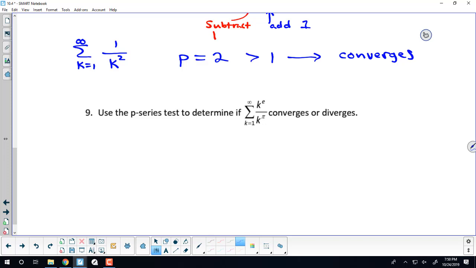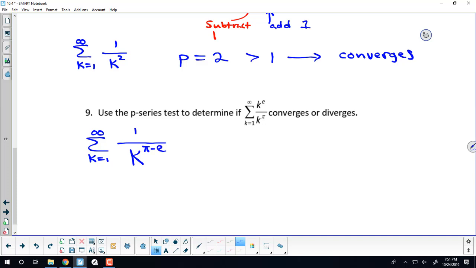Okay, how about the p-series test to determine if k to the e over k to the pi converges? What do we need to do there? Take out the k to the e. Well, k to the e is still a power on k, though. You just rewrite that as 1 over k to the pi minus e. Just properties of exponents, we can rewrite this as 1 over k to the power of pi minus e.